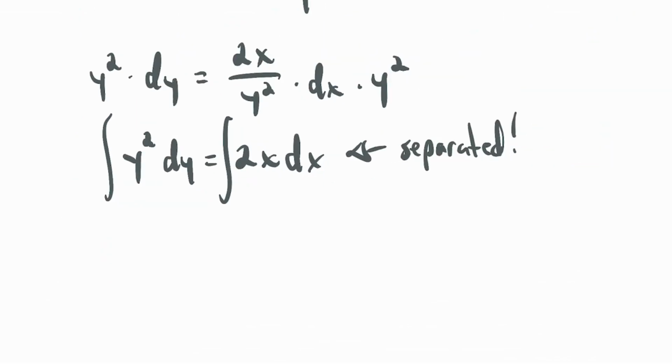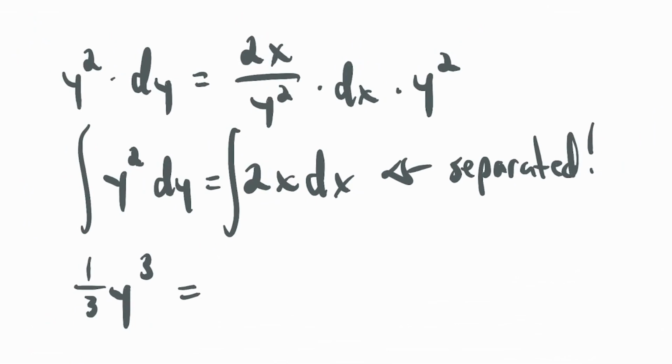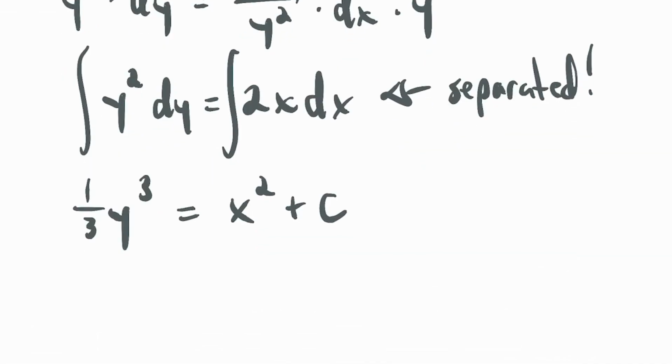So 1/3 y cubed equals, well, I want an antiderivative for 2x. I think every example we've done so far had this, or most of them did. So this will be x squared plus c. And you might be wondering, what if I put the plus c on the left instead of the right?